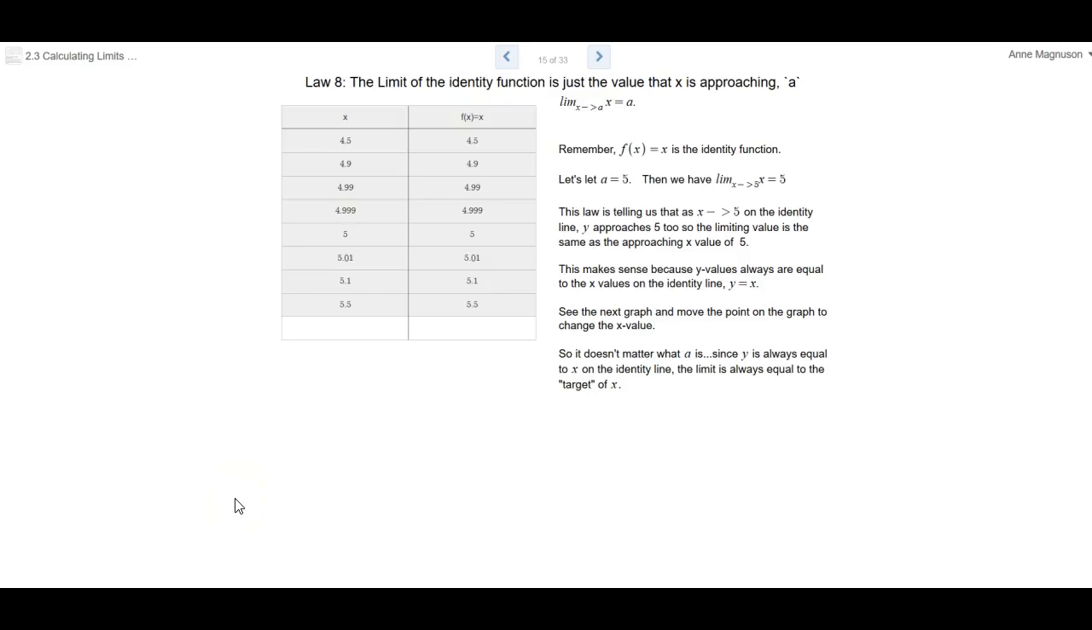Welcome to section 2.3 part 2. Apparently I talked too long and my recording program cut me off after 15 minutes, so I'm going to talk faster now.